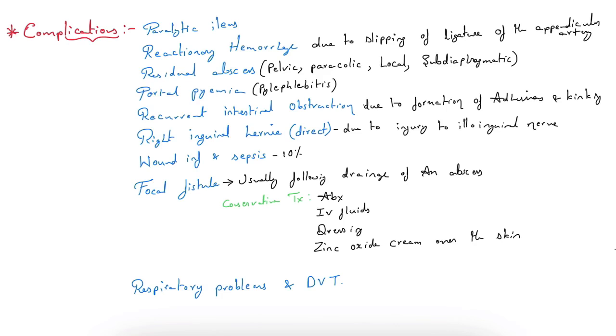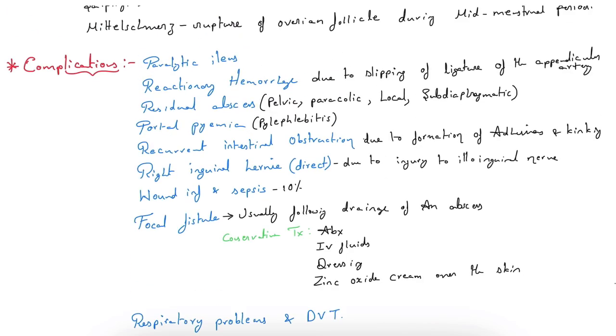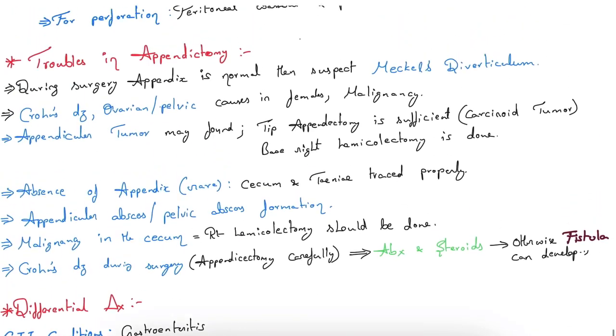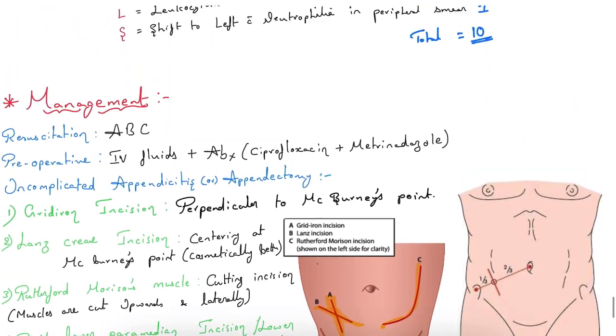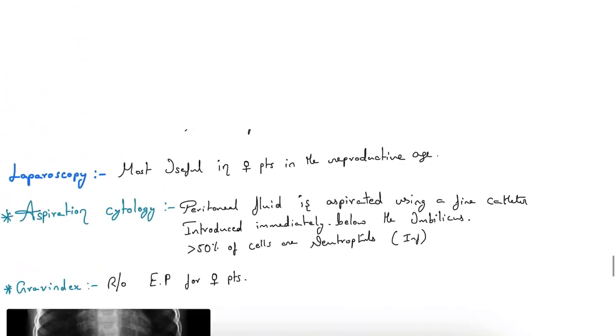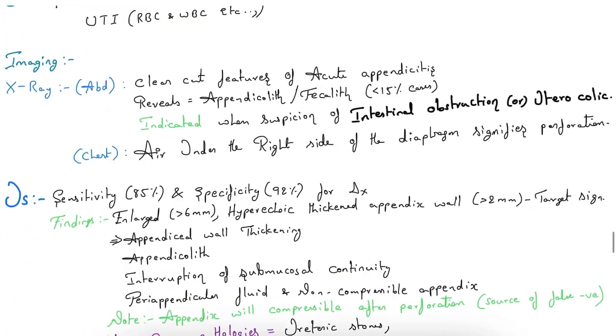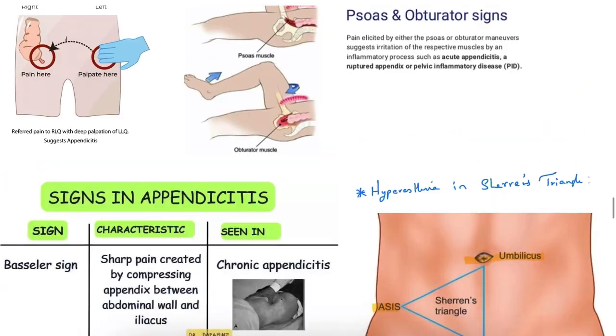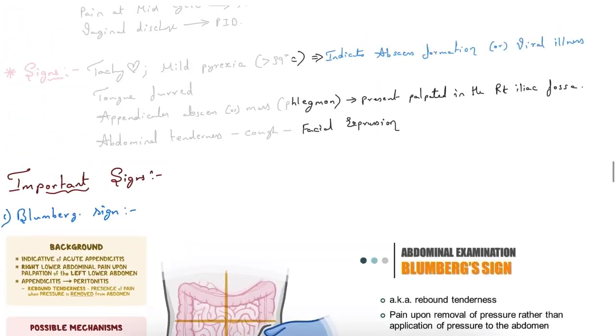For some of these we can do conservative management. Because of anesthesia we can see some respiratory problems. Prolonged surgery can cause deep venous thrombosis, and respiratory problems like atelectasis, pneumonia, and aspiration. So these are the anesthesia complications. So this is appendicitis. I think we covered everything about appendicitis from basic to advanced, management and everything.